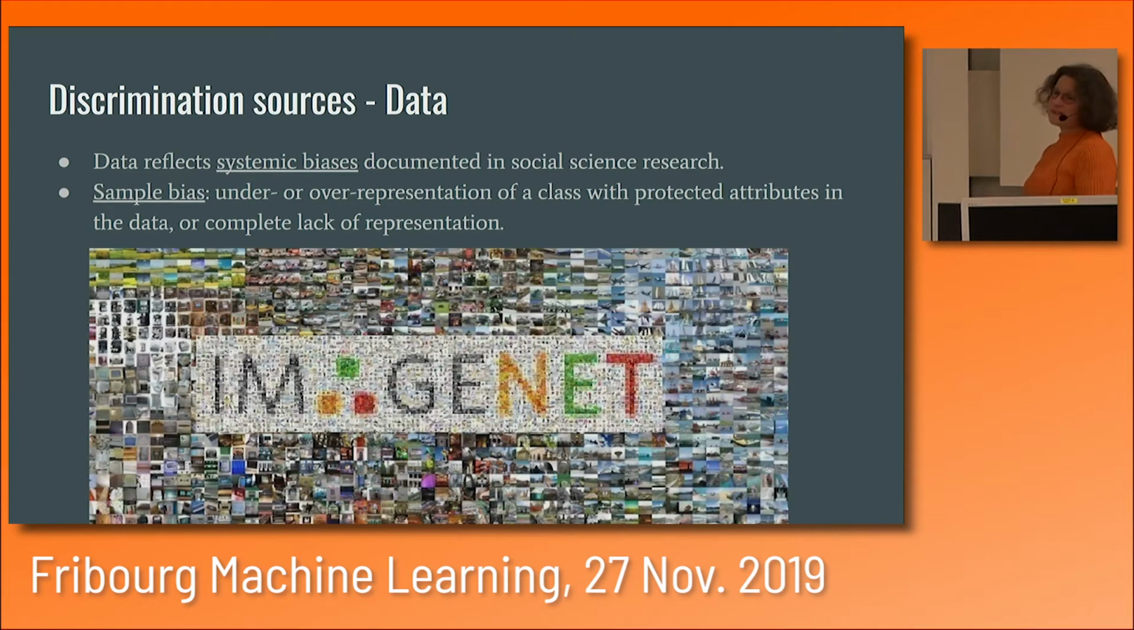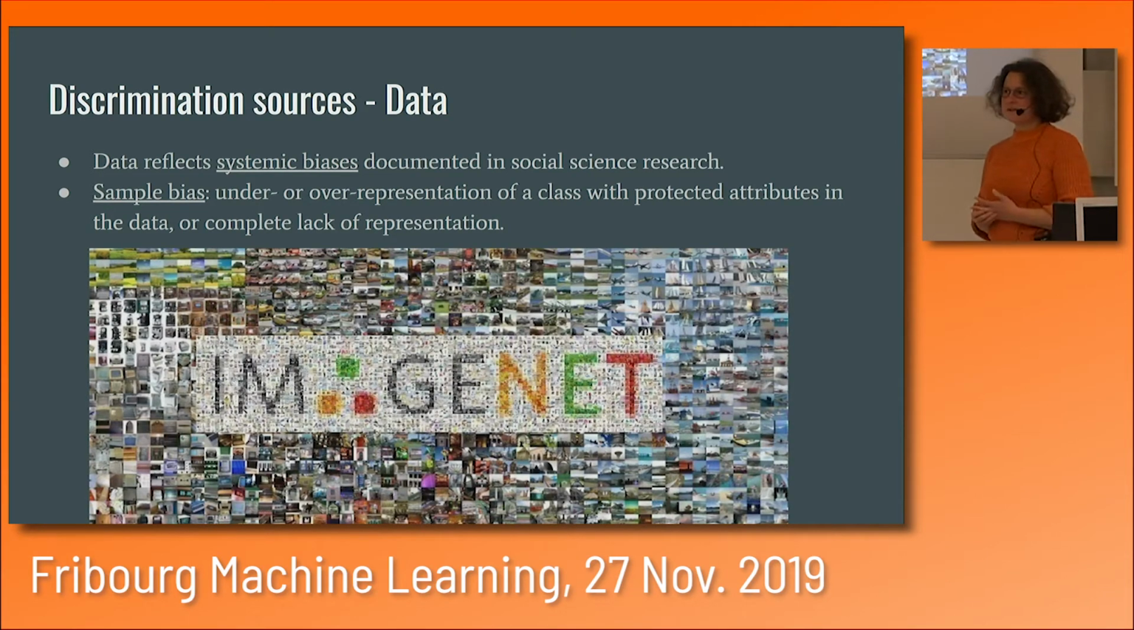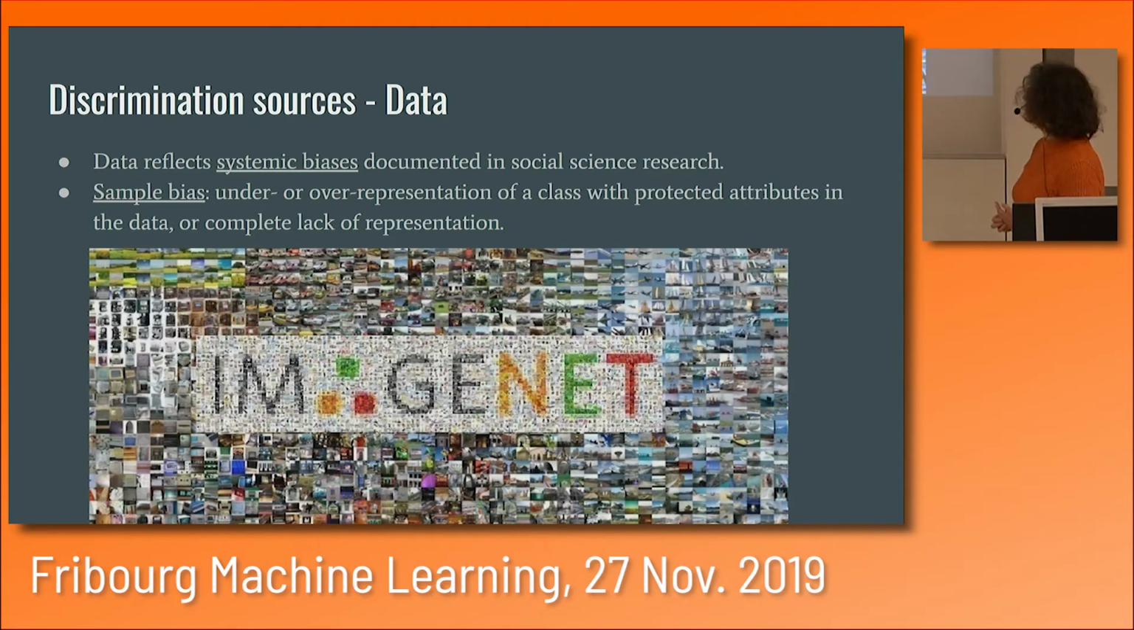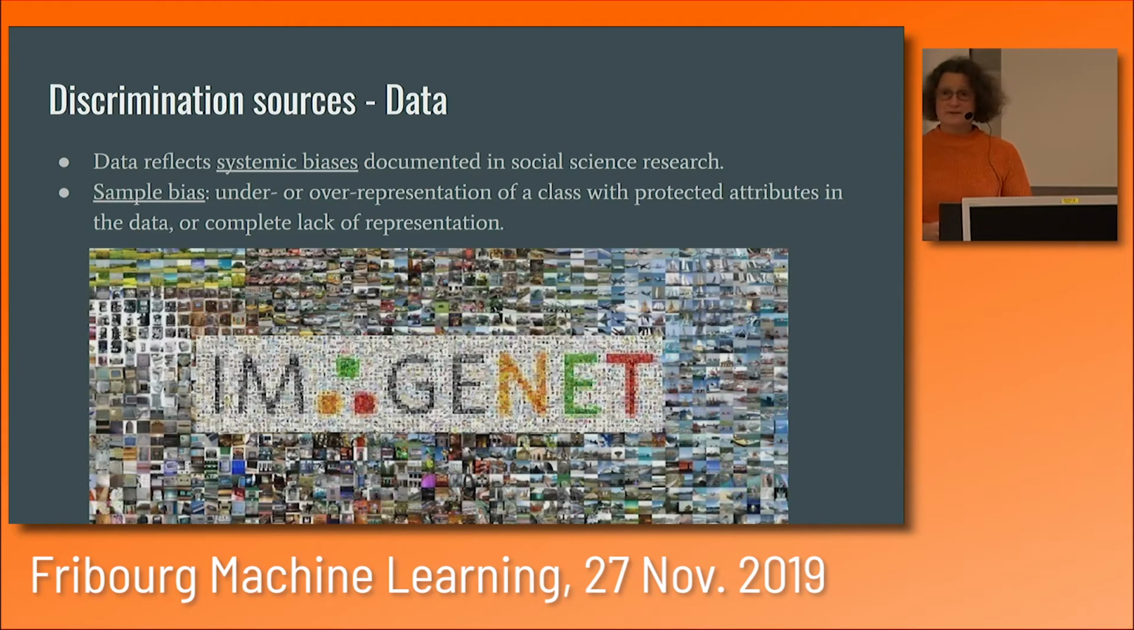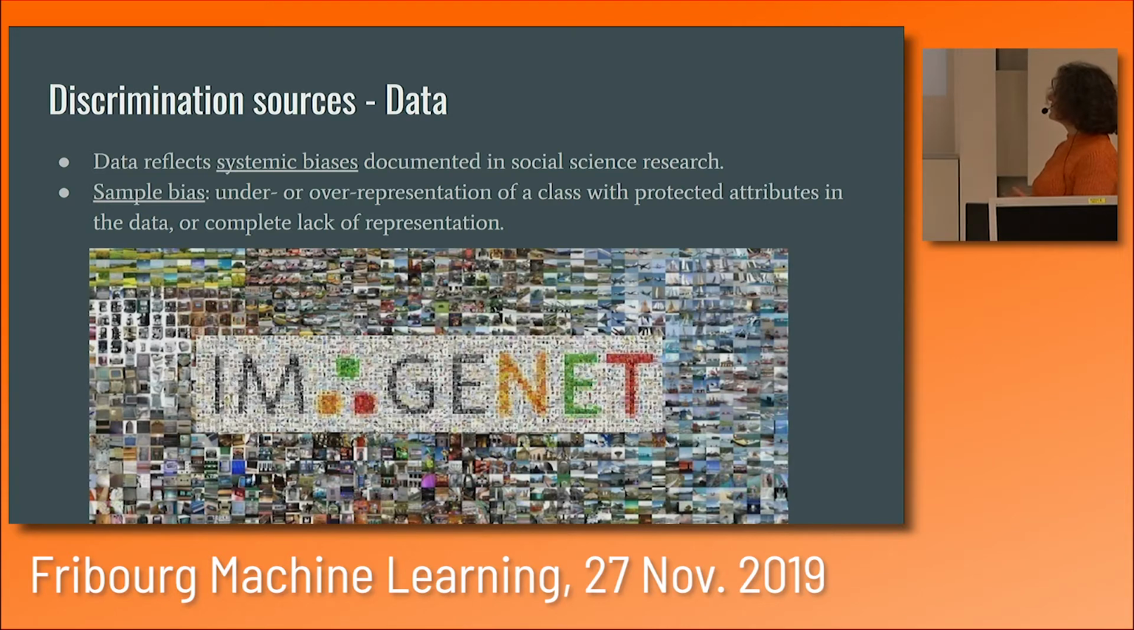Discrimination sources in the data, that's what we always talk about and hear about. Data reflects systemic biases that exist in the real world. We all know about discrimination, and the data reflects that discrimination, so we will reproduce that discrimination when training the models. There is also an issue with sample bias. I think you all heard about examples of under or overrepresentation of a class with protected attributes.